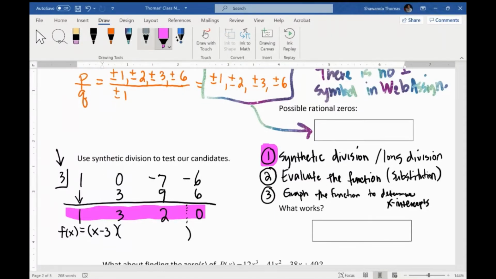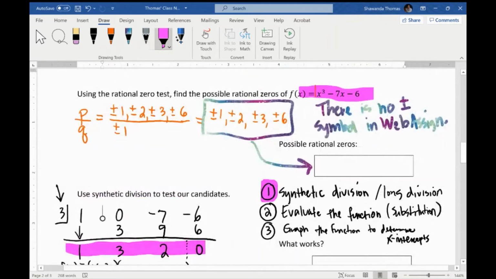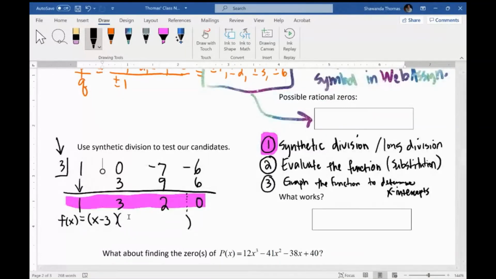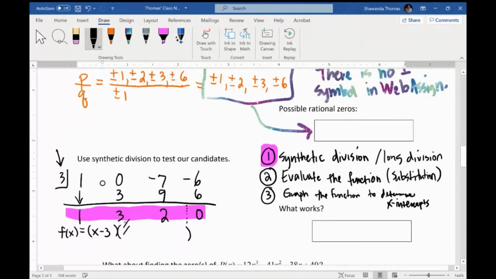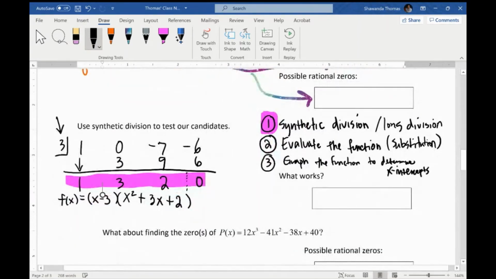And what other factor times x minus 3 will give us x cubed minus 7x minus 6? X squared plus 3x plus 2. All right, good. Can we break down x squared plus 3x plus 2? Yes. Is it factorable?